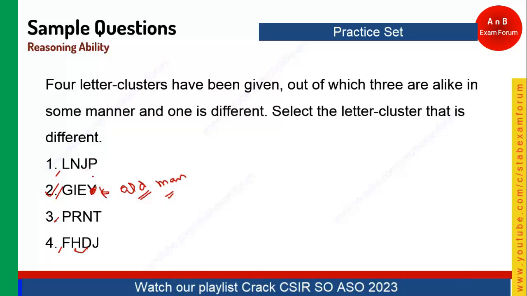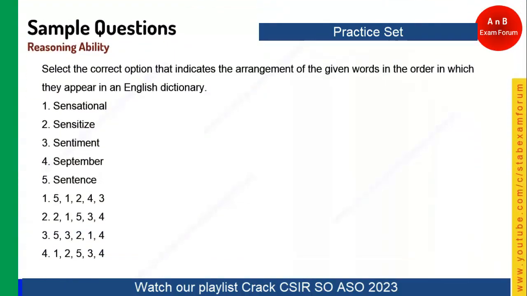So correct answer for this question is option 2. Those who have given their answer as option 2, they are correct. Let's see the next question. Let's begin the timer. A very simple one, but it can take your time.